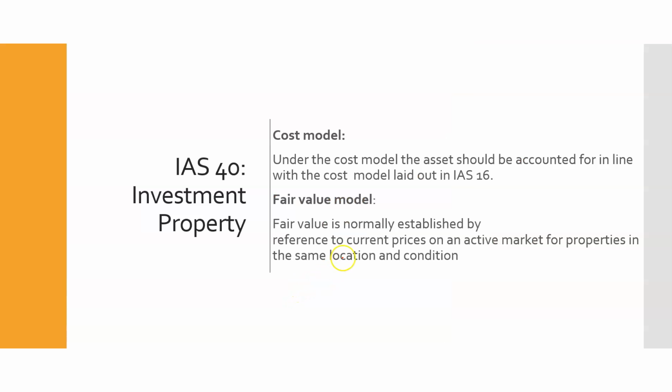So let's look at what these models are. Under the cost model, account for the asset under the IAS 16 model. But under the fair value model, fair value is normally established by reference to current prices on an active market for properties in the same location and condition. So what you're doing is almost holding it at its current fair value.